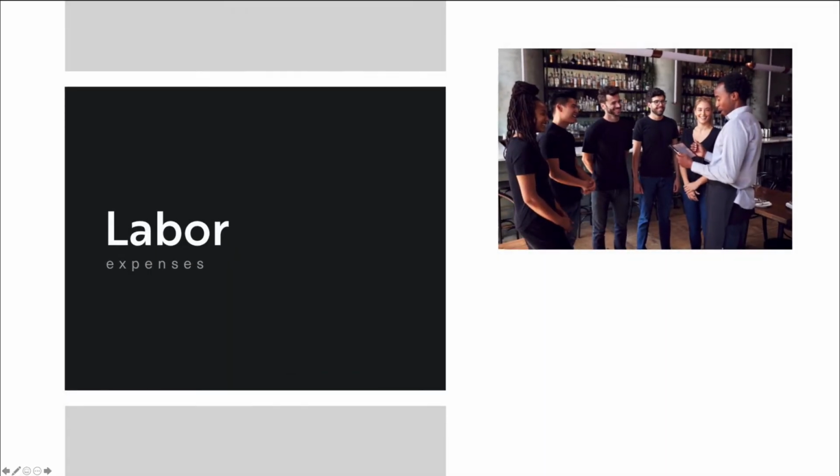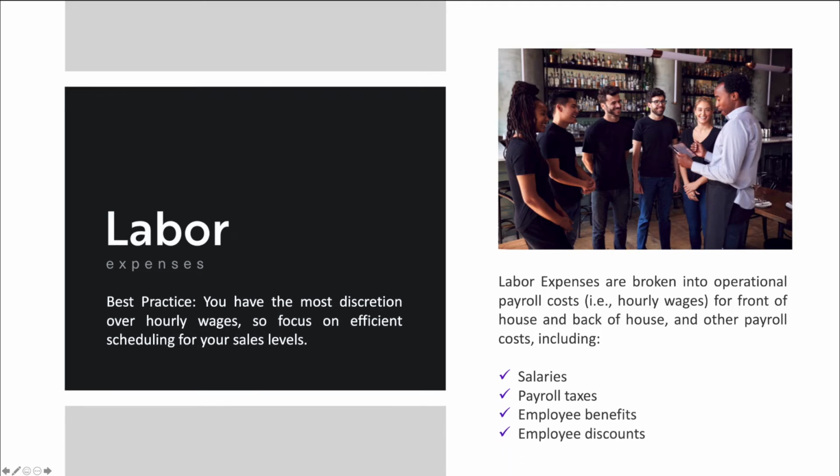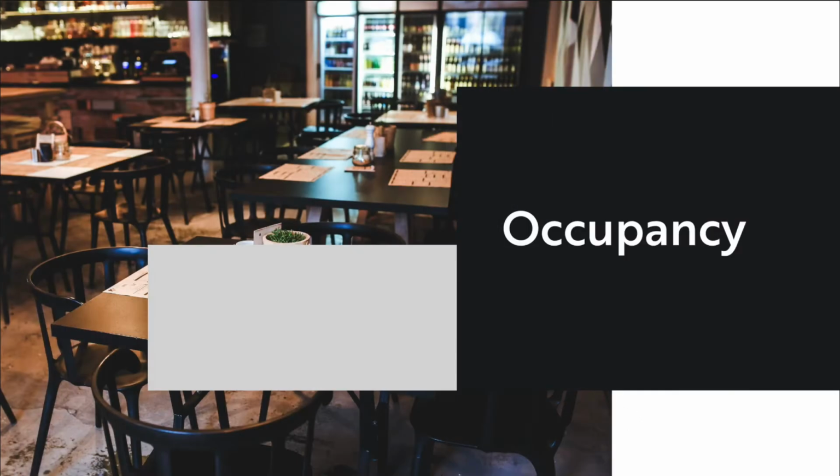Next is labor expenses. Labor expenses break into operational payroll costs for the front of house and back of house, and other payroll costs, including salaries, payroll taxes, employee benefits, and employee discounts. You have the most discretion over hourly wages, so focus on efficient scheduling for your sales levels. Note that labor is the other half of those prime costs and an additional area to focus on controlling.